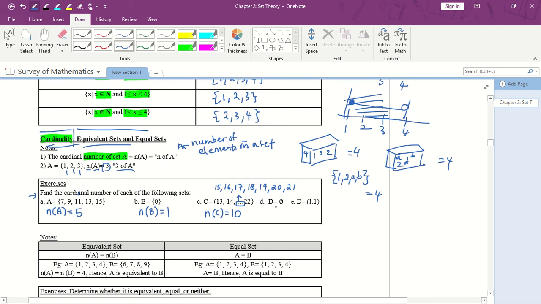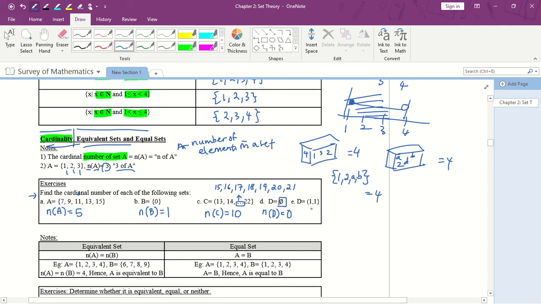So what does that mean? This means empty set. Okay? So the number of elements in D is 0. There's nothing inside because it's empty. And the last one, D is equal to {1, 1}.